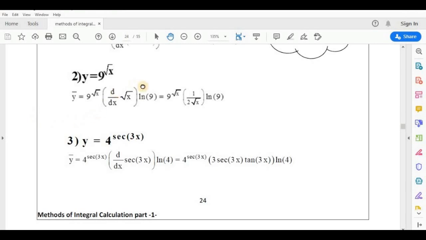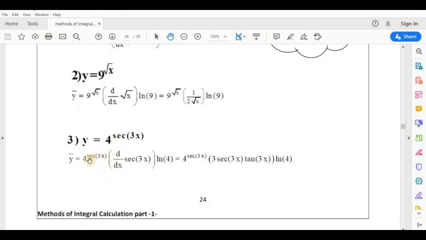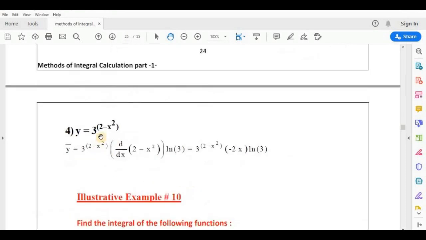Let's see another example for this function. How will we find it? Same. Remember, we will use this formula. So we keep 9 to the power root x as it is, multiply by the derivative of root x, multiply ln 9. Simple. What about this one? Same concept. We will put the function as it is, multiply by the derivative of this one, multiply ln 4, because this is base 4. Same. We keep the function as it is, multiply by the derivative of this function, multiply ln 3.